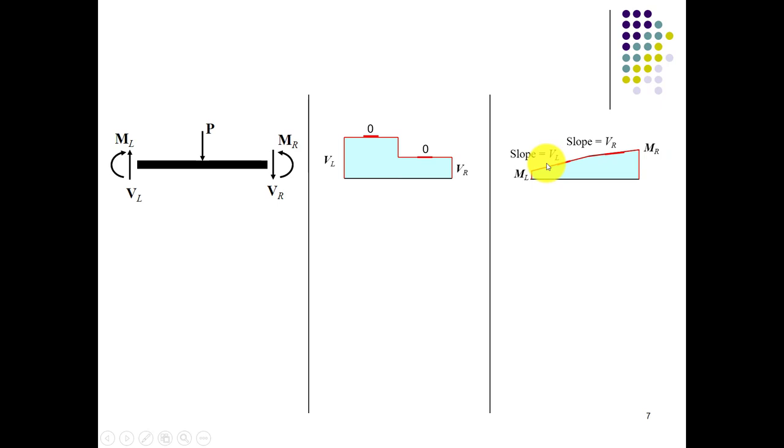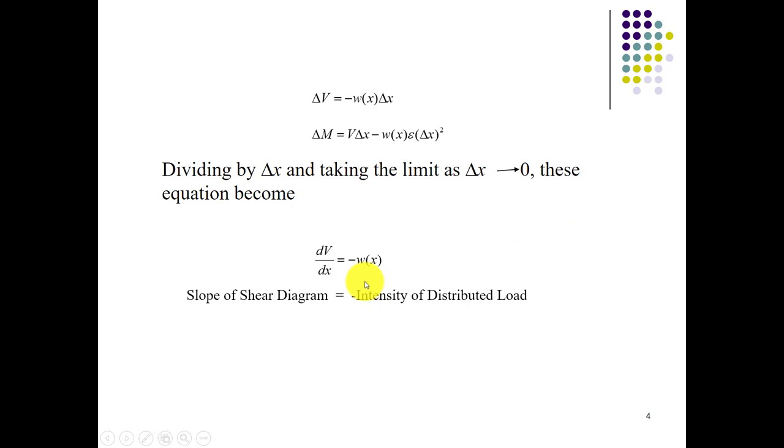If you differentiate this value or take the slope, you will have the VL value. If you take the slope of this 1 degree curve, you will have VR, which basically supports our argument, which we justified in the previously developed equations: if you take the derivative of shear, you have the intensity of load. If you take the derivative of moment, you will have the shear force.